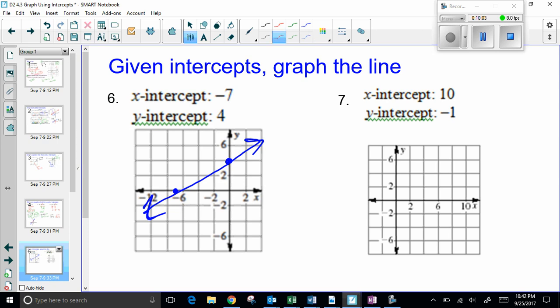The x-intercept is 10, the y-intercept is negative 1. Here I've got a little bit more of a shallow line. It's not perfect, but you get the idea. If I have those two intercepts, then I have a line.